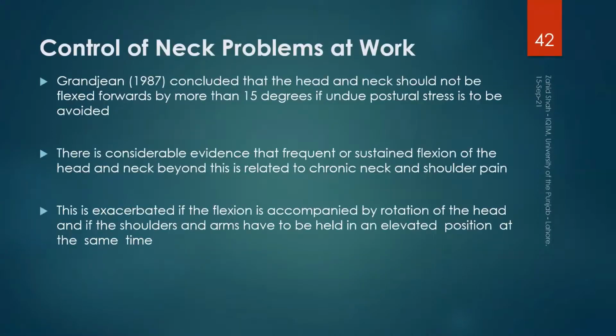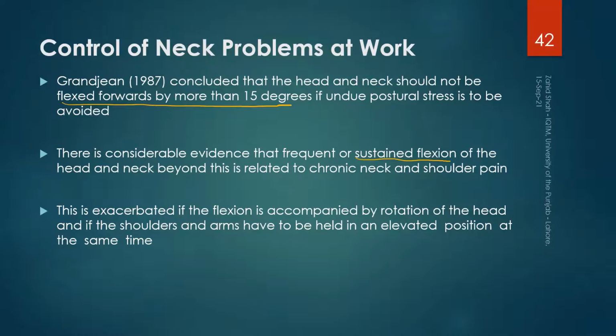So how can we properly design the workplace to avoid problems related to the neck? Grandjean concluded that the head and neck should not be flexed forward by more than 15 degrees, so excessive flexion should be avoided. There is considerable evidence that frequent sustained flexion of the head and neck beyond this is related to chronic neck and shoulder pain. So beyond 15-degree flexion, and especially if it is held for a longer time or done very frequently, it can cause these problems.